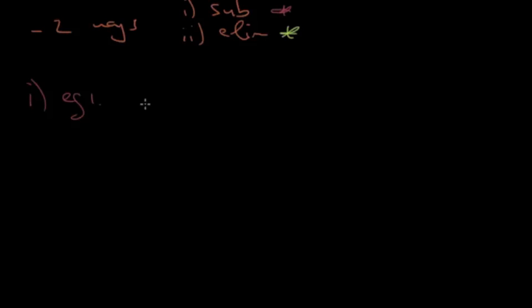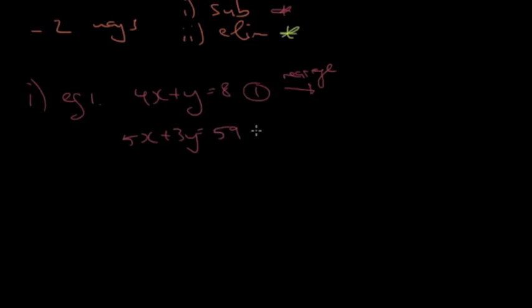For example 1, imagine if we have an equation something like 4x plus y equals 8. And we're going to call that equation 1. And we can rearrange. And say we've got another equation, which is 5x plus 3y equals 59. And so these are two different equations. They're going to represent different lines, and we're going to find the point that they intersect. That is the point where they have the same x and y values.